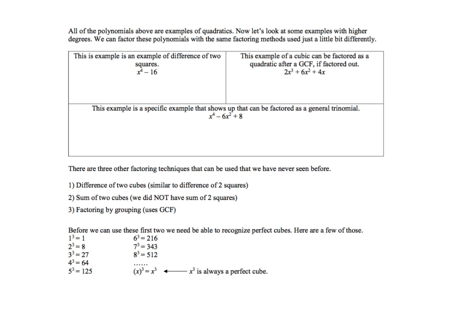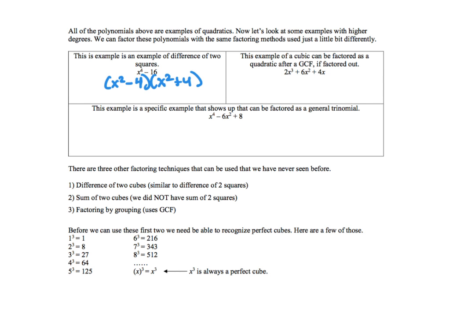Now we want to apply those same ideas to factoring polynomials that have degrees higher than 2. We can factor a lot of them in the same way we did before. You'll notice that this still is the difference of squares, even though this is to the 4th power. So this would factor as x squared minus 4 times x squared plus 4.